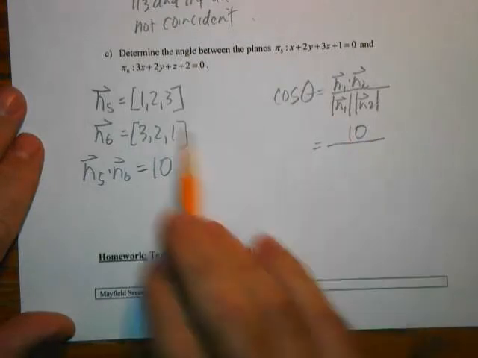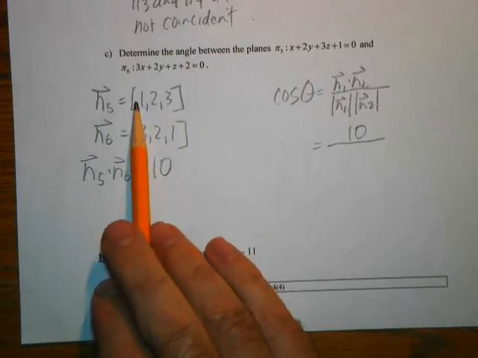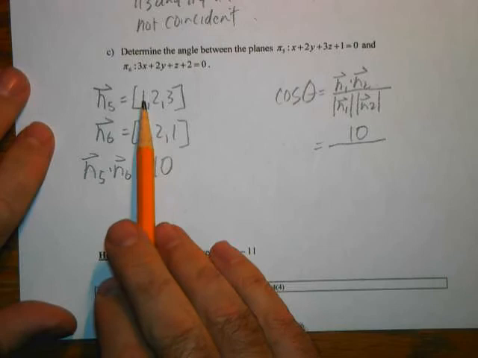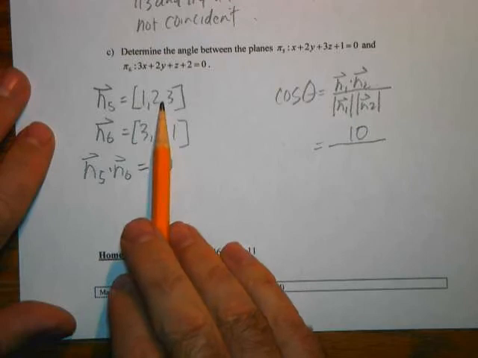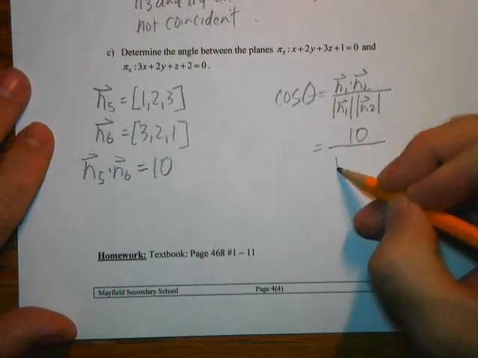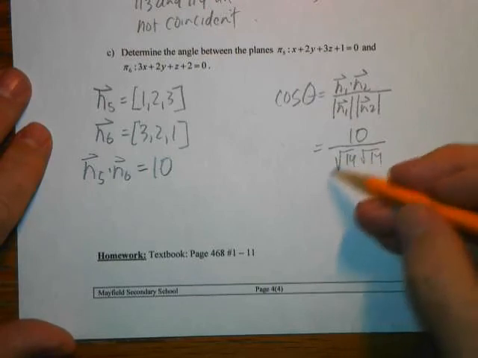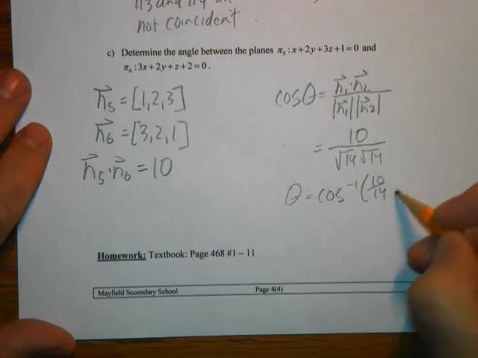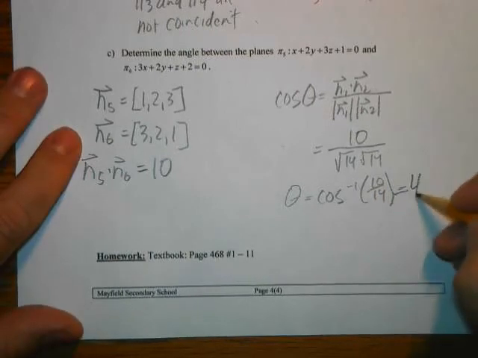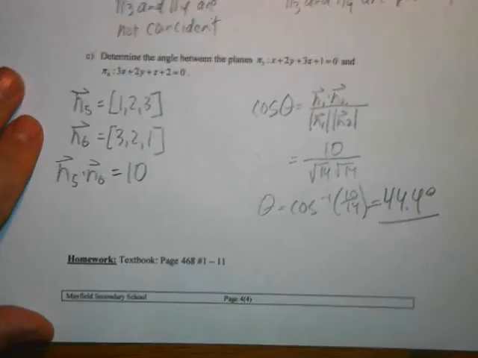Now if I take the magnitude of these two vectors, remember it's the square root of the sum of the squares of these. So that would be 1 plus 4 plus 9, so square root of 14. This would also be square root of 14 because it's the same numbers. So it's basically square root of 14 times square root of 14, which is really 14. So theta is equal to the cos inverse of 10 over 14, which is 44.4 degrees. Okay, and that's pretty straightforward, I think.